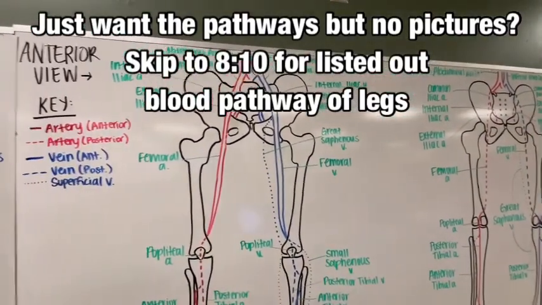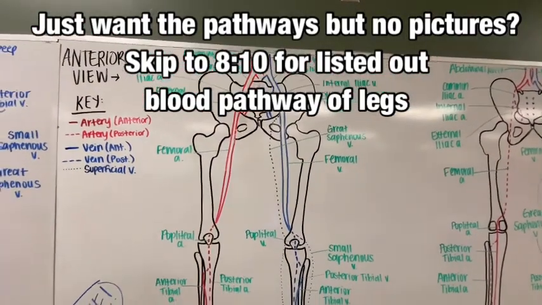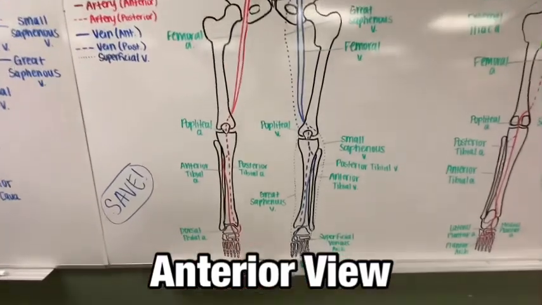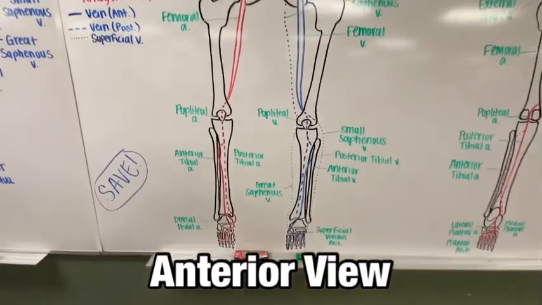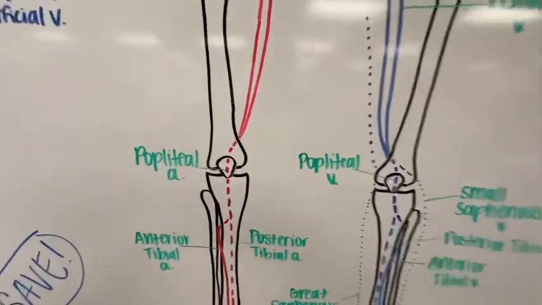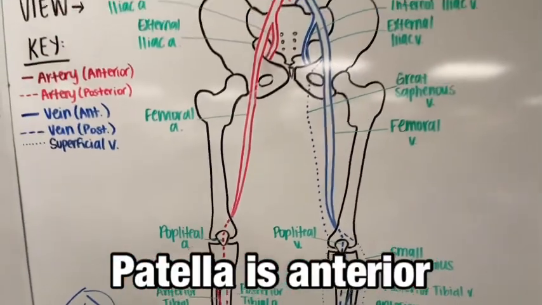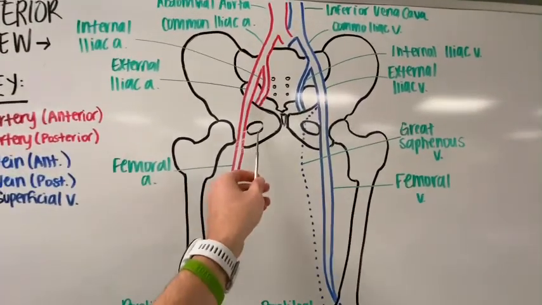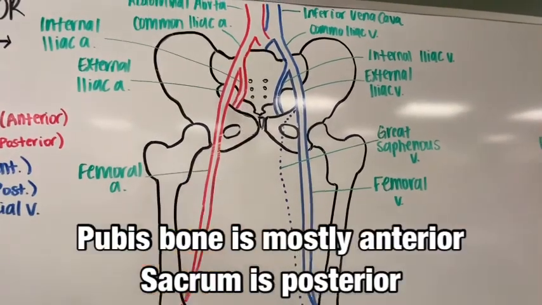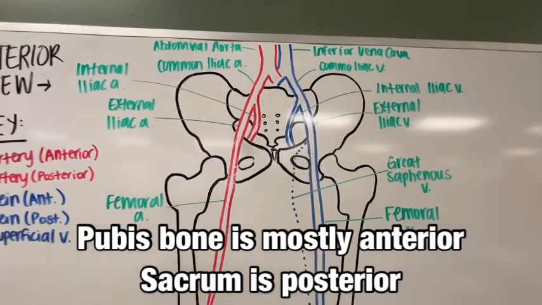What are we looking at here? Well, first off, this is an anterior view. If I zoom in, you can see the patella, which is anterior of the knee. Up here, you can see the pubis bones, sacrum in the back, so you know this is anterior.